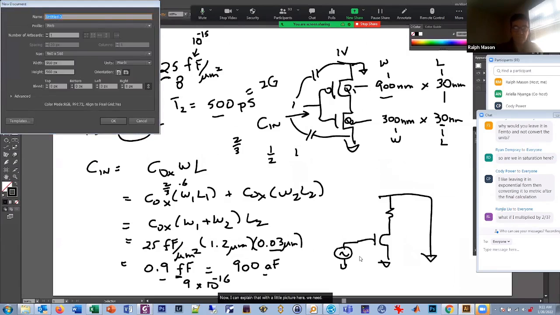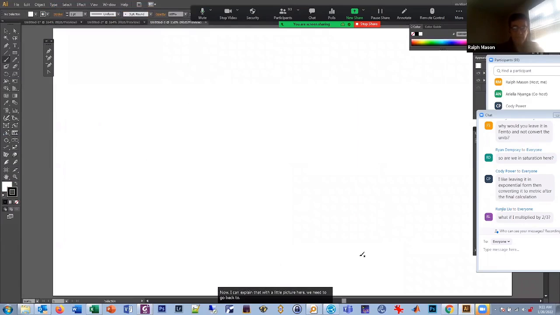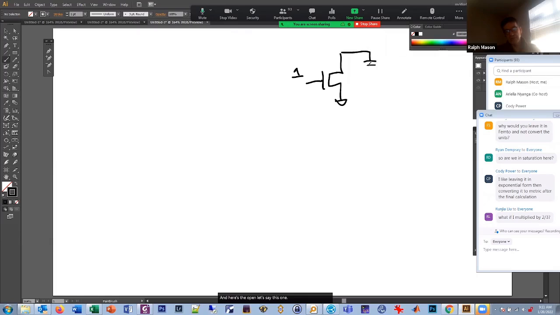Now, I can explain that with a little picture here. We need to go back to our characteristic curves. So let's draw an NMOS transistor. I'm going to connect it like this. And let's do the first case. We put a 1 on the gate, and here's the open. Let's say this was a capacitor, charged to 1 volt, and I'm trying to make it go to 0 volts. So I'm trying to pass the 0 through this switch, to discharge it.